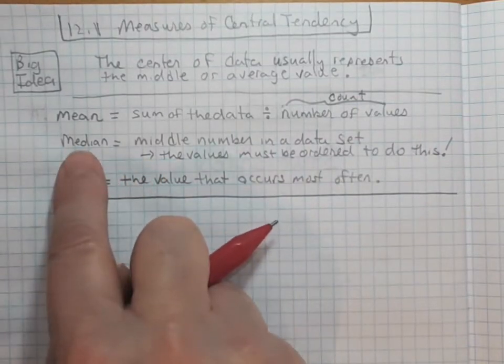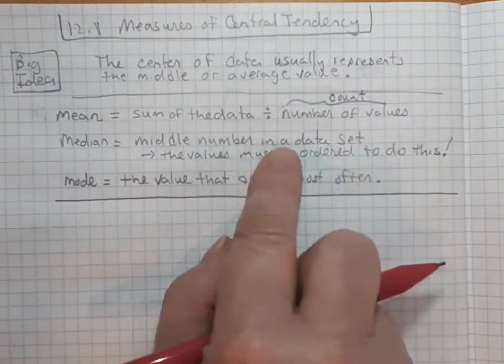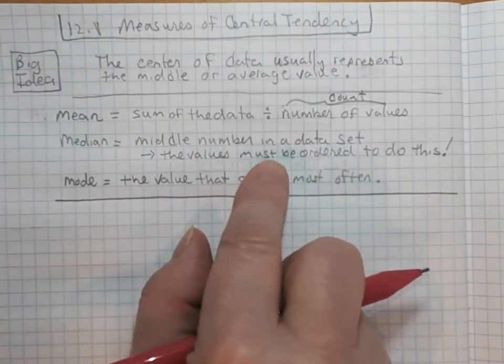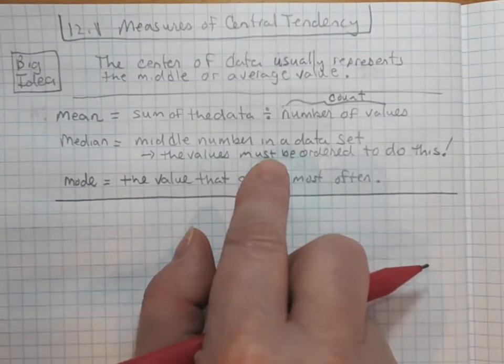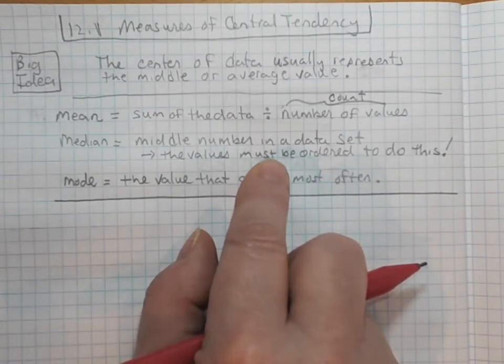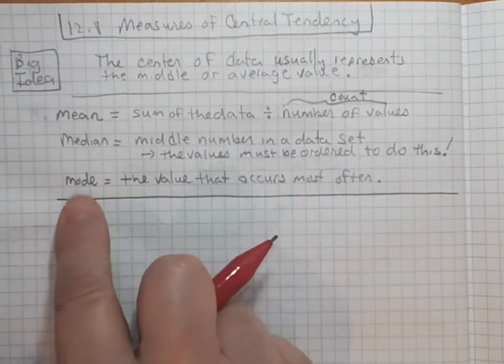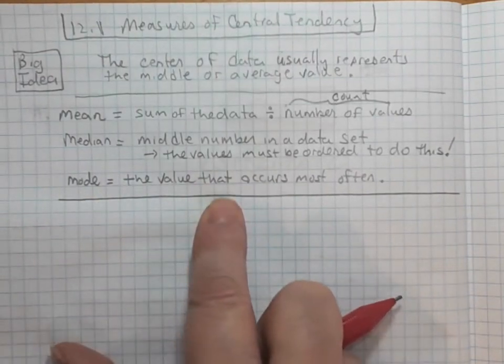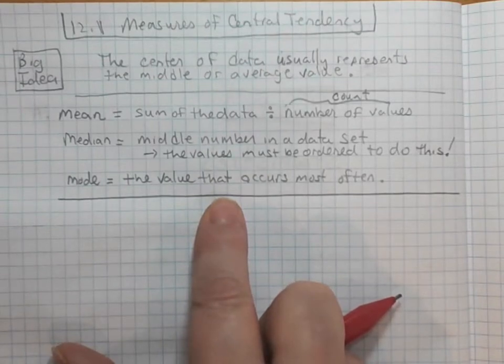All right, the median is the number in the middle of the data set. Now, to do a median, you have to have all of the numbers in order from least to greatest. If you don't order them, middle has no value with respect to the median. I want the middle value, so it must be in an ordered set. I'll show you how to do that. And then the mode is the value that occurs most often. It's like a popularity contest, which number is the most frequent.